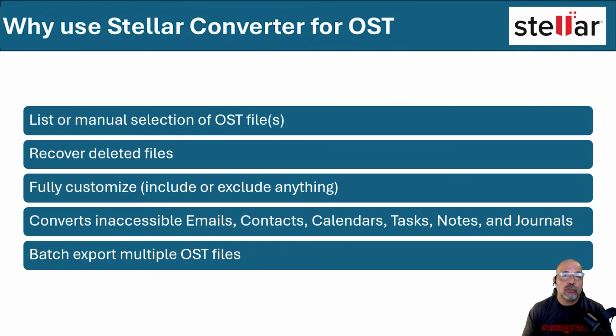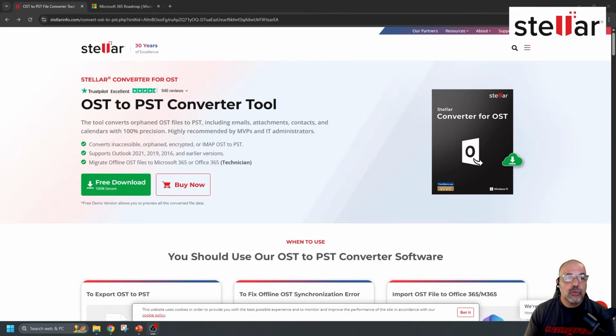Now, what you're able to do in the Stellar OST to PST converter software depends on which version you have. And we're going to have a look at the different versions in a minute when we go look to see where we would go and download, let's say, the free version first, and see what the different options are for the paid versions. Okay, so this is the Stellar OST to PST Converter Tool website.